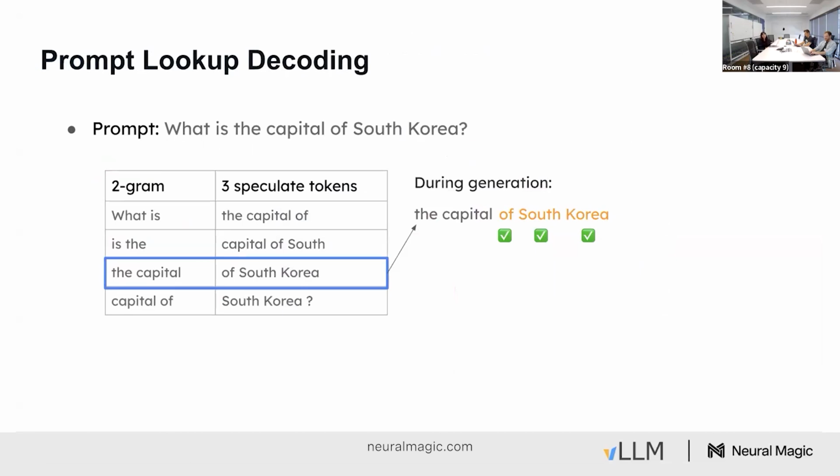Great, thanks for the question. In the example here, all 3 tokens are hit. But sometimes you might have, say, "of South Africa." In that case, you still get two tokens in the beginning. So the number of tokens you get is just the longest matching prefix.